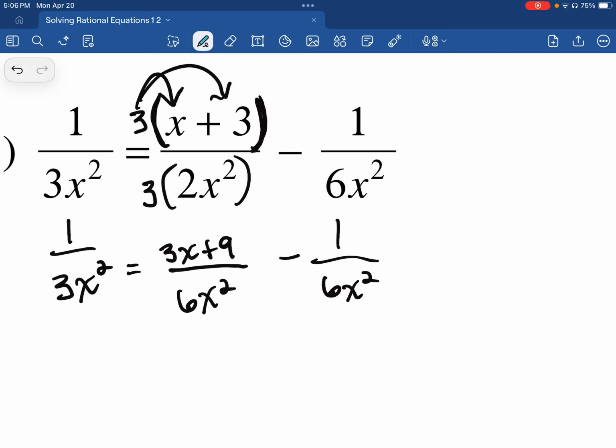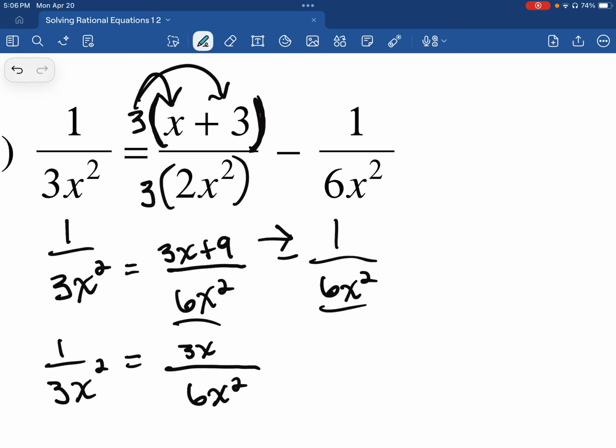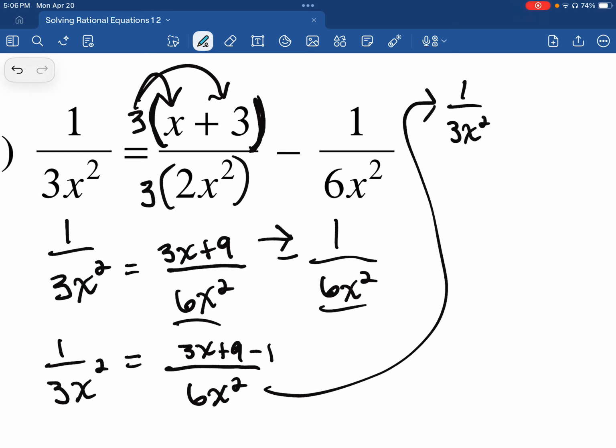So we've done a good job here of finding ourselves a common denominator, and I'm going to rewrite our 1 over 3x squared equals, now we know our common denominator is 6x squared, so we can just do this operation straight across. Essentially, we have 3x plus 9 minus 1. So moving it up here, we can say 1 over 3x squared equals 3x plus 8 over 6x squared.